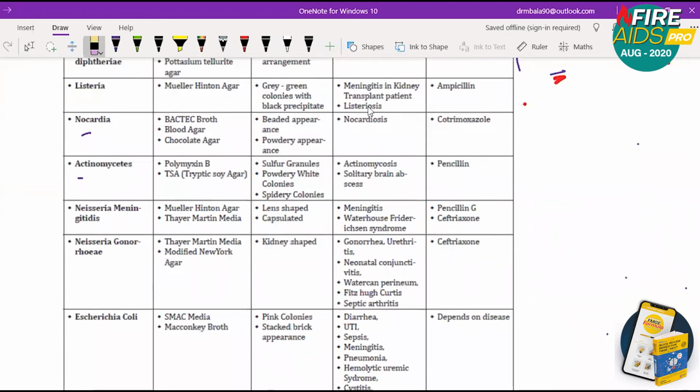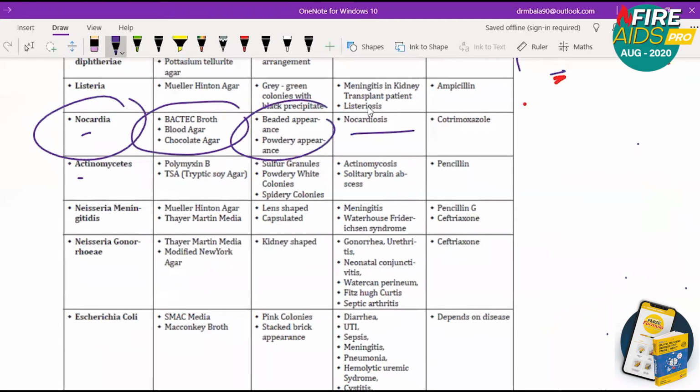Then the next one is Nocardia. Nocardia means bacterial broth, blood agar, chocolate agar, beaded appearance, powdery appearance. It causes something called nocardiosis. So Nocardia means B: beaded appearance, bacterial broth, and blood agar. These three B you must remember, along with the powdery appearance.